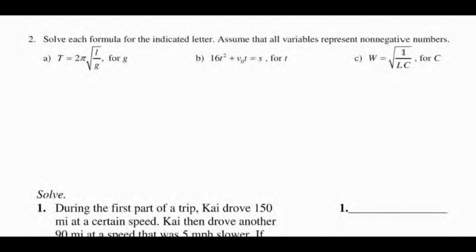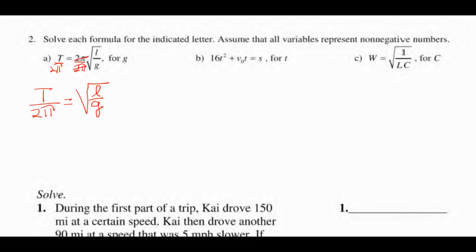Now for these, we have formulas in which we are to find a particular letter. Here we want to isolate the G. So we want to isolate the radical by dividing both sides by 2 pi. So then we get t over 2 pi. These are just going to cancel out. And we get this equals the square root of L over G. Looks like a 1, but it's actually the letter L.